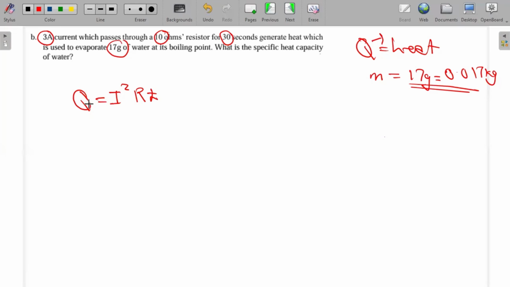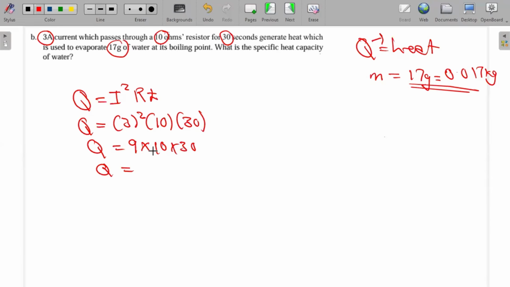Okay, so I was just explaining that in order for us to find the heat energy, this is equal to the current squared multiplied by resistance multiplied by time. That's why they gave us all the necessary information in the statement here. So my Q, which is the heat generated, will be equal to 3 squared multiplied by the resistance, which is 10 ohms, multiplied by the time, which is 30 seconds. If I plug this into my calculator, I'm getting 9 multiplied by 10 multiplied by 30. That means my Q will be equal to 2,700 joules. So the amount of heat generated by this appliance is equal to 2,700 joules.